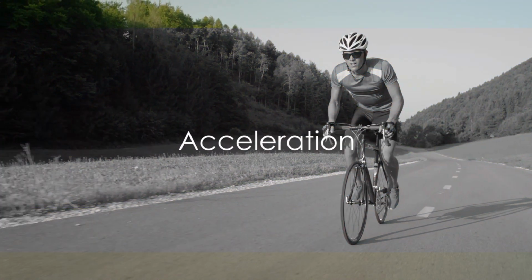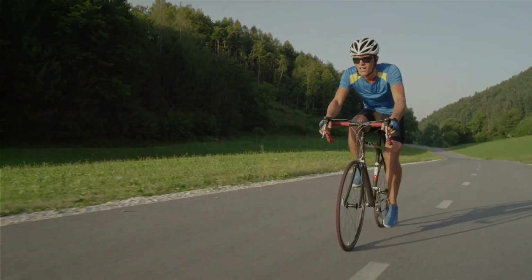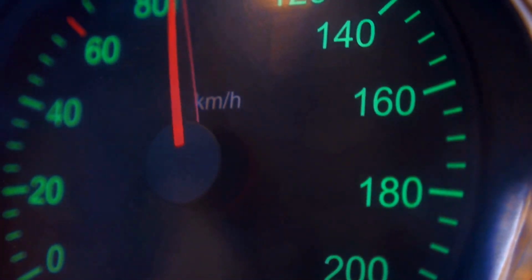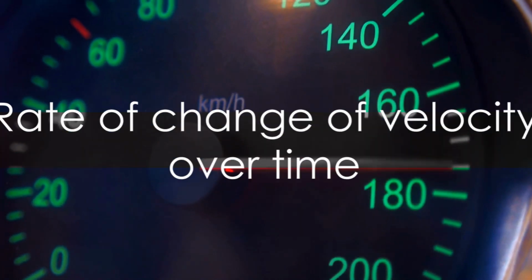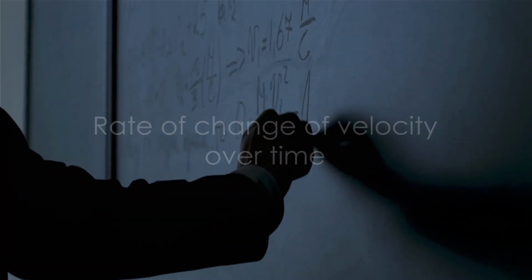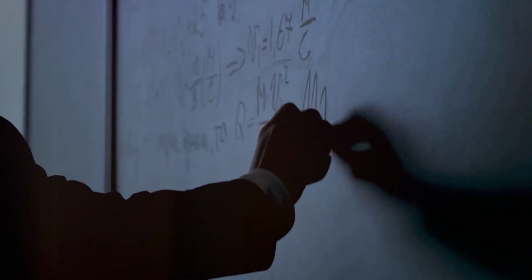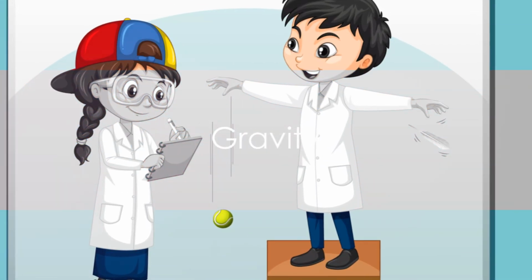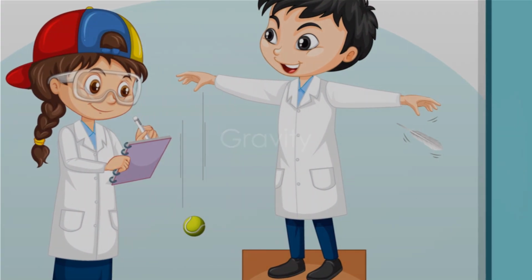Next up, acceleration. Think about when you're on a bicycle and start pedaling faster and faster. That increase in speed, that's acceleration. It's the rate of change of velocity over time. To calculate acceleration, subtract the initial velocity from the final velocity, then divide by the time it took to change speed. Finally, let's talk about gravity, that invisible force that keeps us grounded.